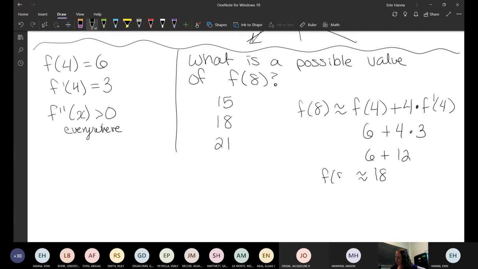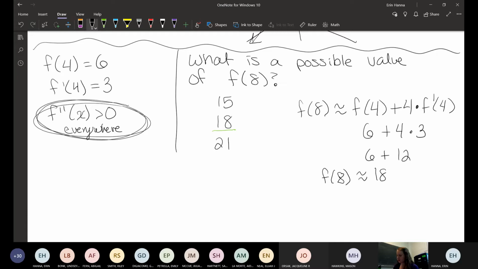But we want to be careful here. You might want to say maybe it's 18. That's not actually going to be the answer, but I'll tell you why in a second. While that gives us an estimate of the value, the fact that we have this new piece of information about the second derivative allows us to make a better estimate.